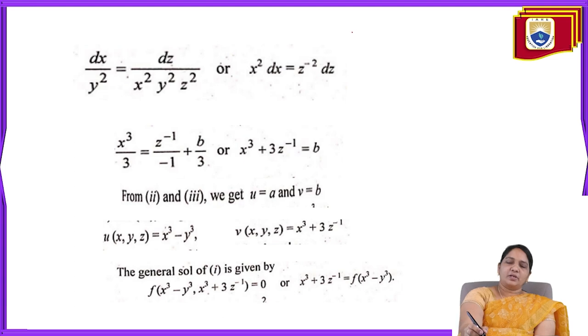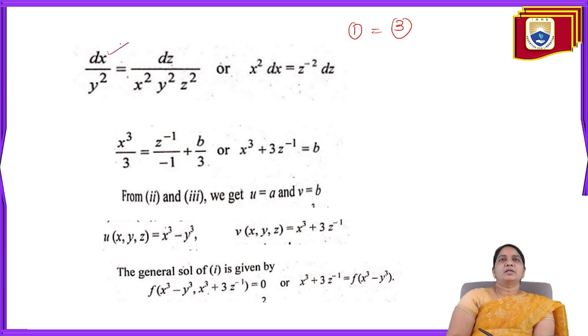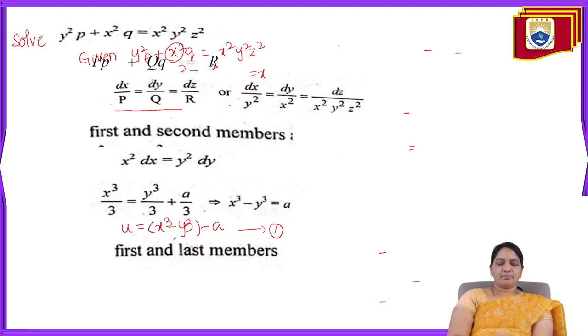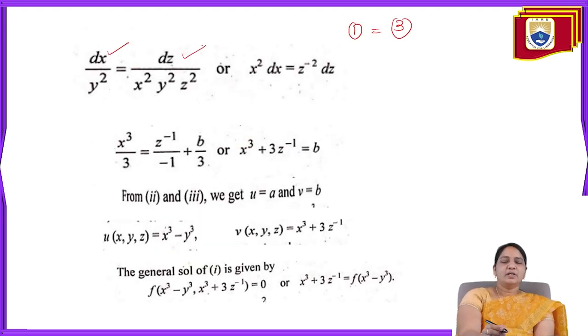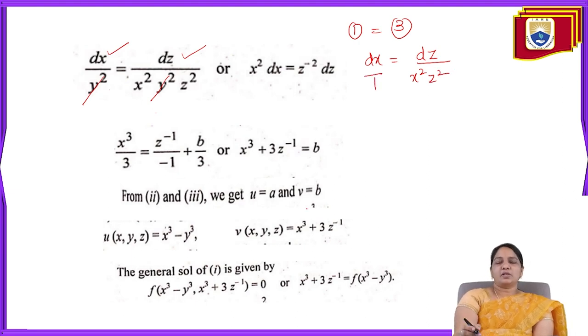So here I am selecting the first member equal to the third member. So what is the first member? dx by y square, first member and last member. dx by y square equal to dz by x square y square z square. So here y square will be cancelled. Finally I will get dx equal to dz by x square z square. So here 1 is there, y is cancelling. Now I am doing the cross multiplication. So here x square into dx equal to, already it is there, that is 1 by z square dz.